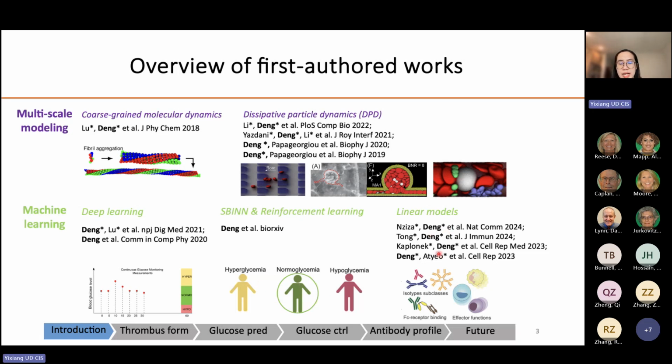And then during my postdoc, I've been working on developing interpretable linear models to understand high throughput antibody profile data generated by one of my PhD advisor's lab, which characterize a lot of immune responses in terms of different infectious diseases.